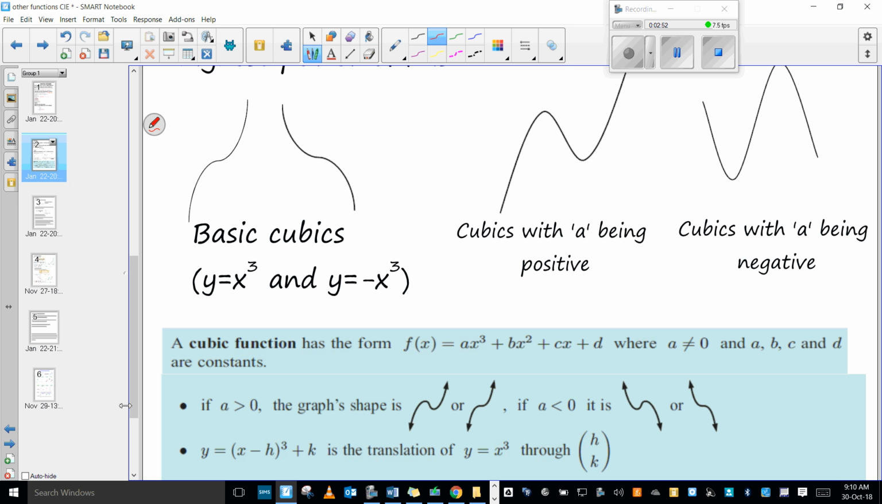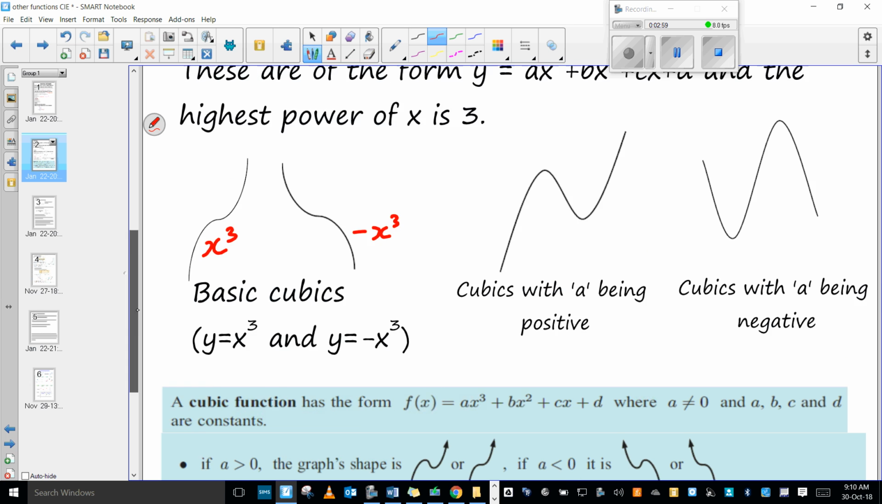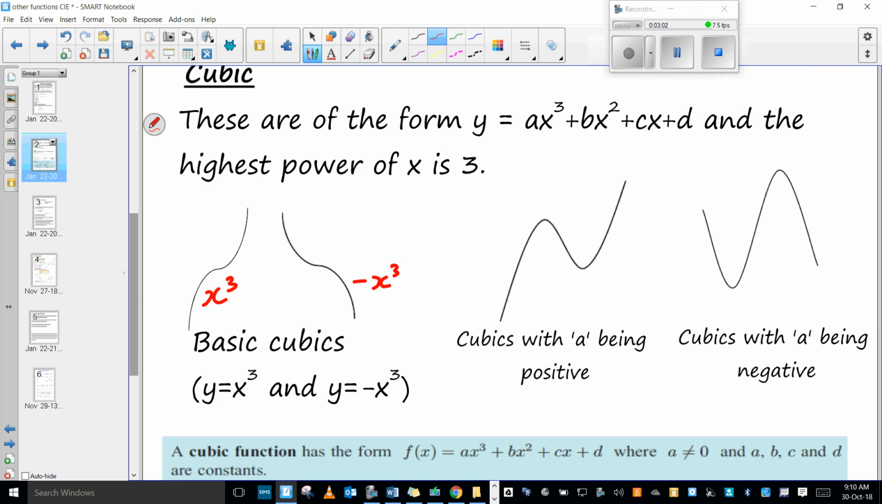This one would be the x cubed. This is negative x cubed. Now, if you've got anything more than that, so if you've got some square terms, some x's, and some constants, then it's going to look more like one of these two. This would be a cubic where the a value, this a value here, is positive, and this would be a cubic where the a value would be negative. Okay, so it's usually pretty obvious. If a is positive, you're going up first, then down, then up, and then the negative, you're going down, up, and then down.